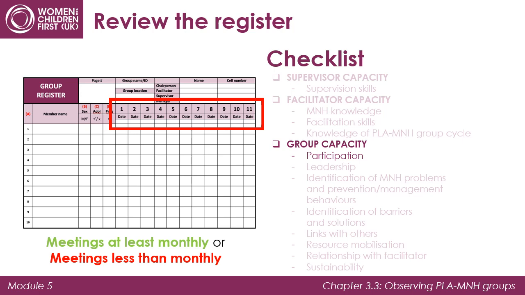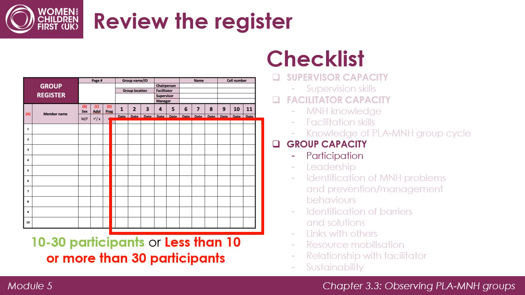This is helpful because groups that meet at least monthly are stronger than those that meet less frequently than monthly. Finally, assessing attendance at each meeting can provide important information. Strong groups are those where between 10 to 30 participants attend each meeting. Any less than that may mean that group struggles to take collective action. Any more than this may mean that participation in meetings could be compromised.